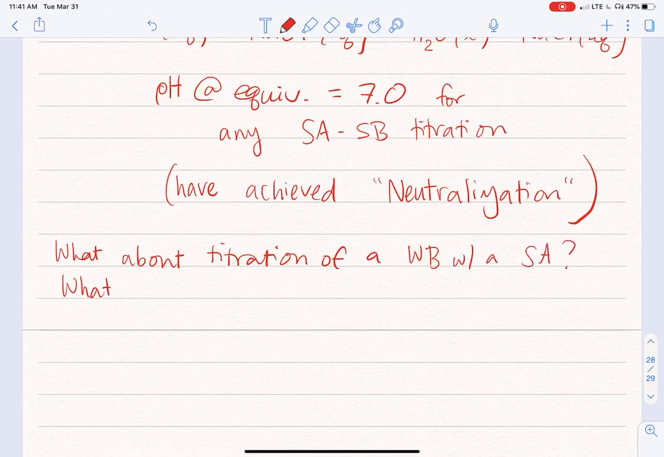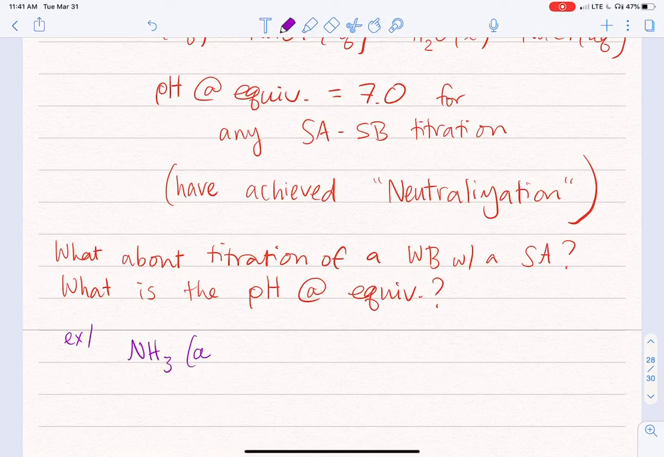What is the pH at equivalence? Okay, let's think about an example to illustrate that point. So let's take as an example a classic weak base, ammonia. Ammonia is a weak base, and let's react it with a strong acid, hydrochloric acid.